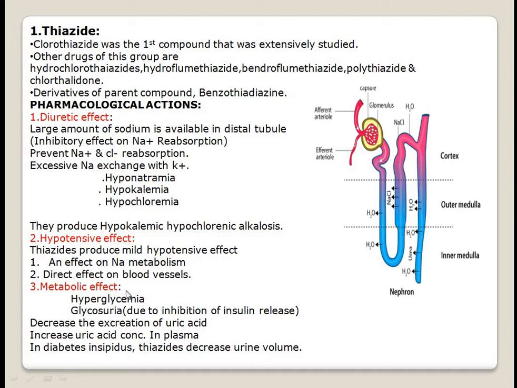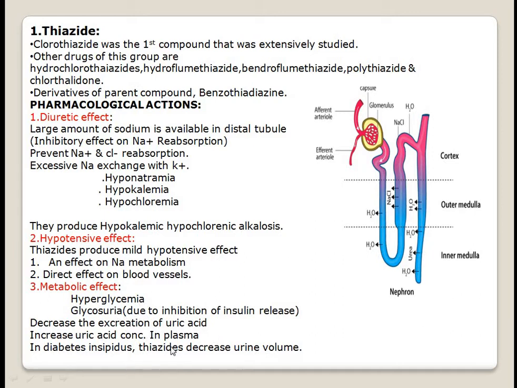And the metabolic effect: with prolonged use of these thiazides, what happens? It causes hyperglycemia. Hyper means high, glycemia means glucose in the bloodstream. Next, it also causes glycosuria. Due to inhibition of insulin release, decreased secretion of uric acid, it increases uric acid concentration in plasma. All these effects are shown by the thiazides.